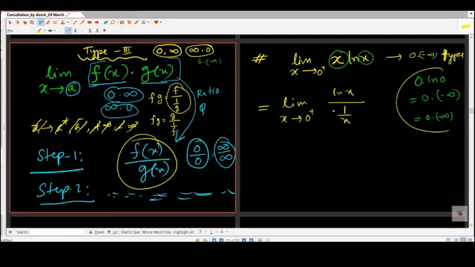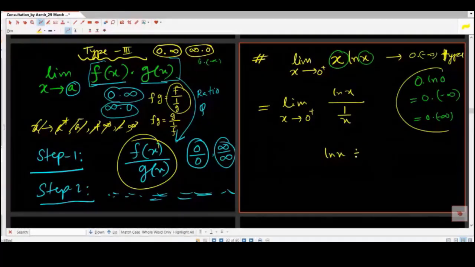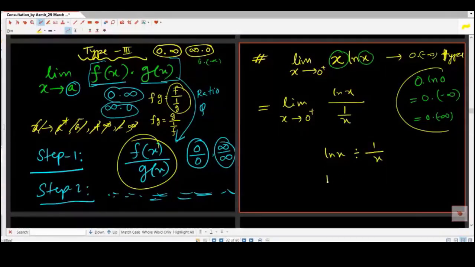So I have done the same thing here. So here I have x, I have written this one as 1 over 1 over x. So if I simplify again, natural log of x divided by 1 over x, so natural log of x times x by 1. So that means we are getting same thing. So we can do this simplification. We have rewritten the function as a ratio form.